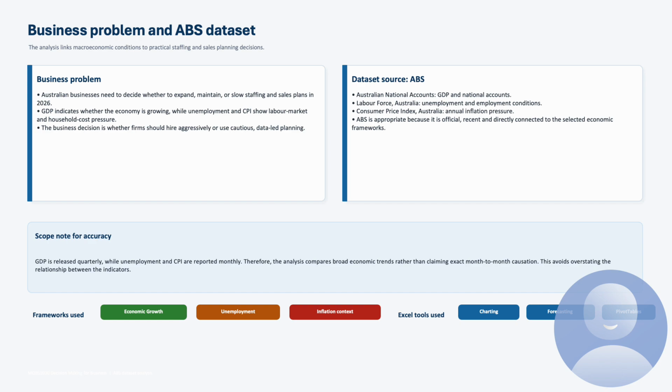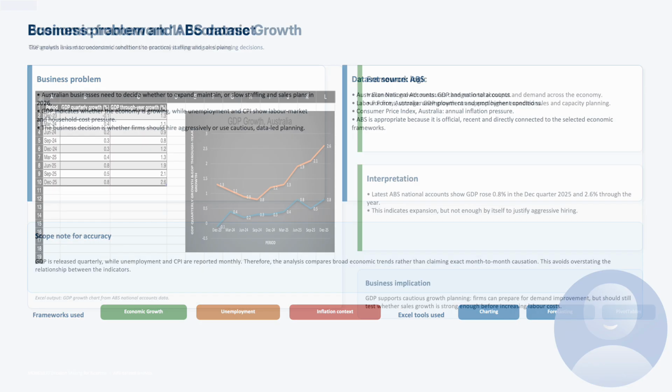I use GDP and national accounts data to measure economic growth, labor force data to understand unemployment, and CPI to understand inflation pressure. The ABS data is appropriate because it is official, recent, and directly connected to the selected economic frameworks. A key accuracy point is that GDP is reported quarterly, while unemployment and CPI are reported monthly. Because of this, I compare both economic trends rather than claiming an exact month.